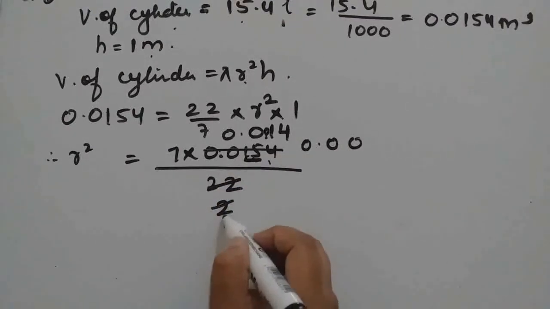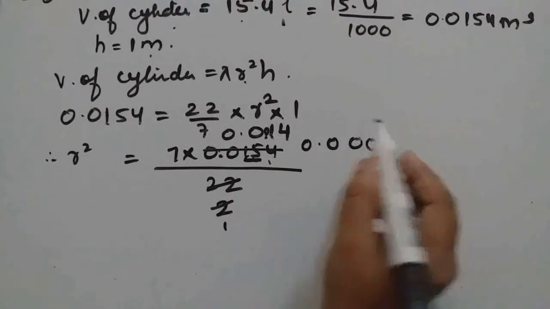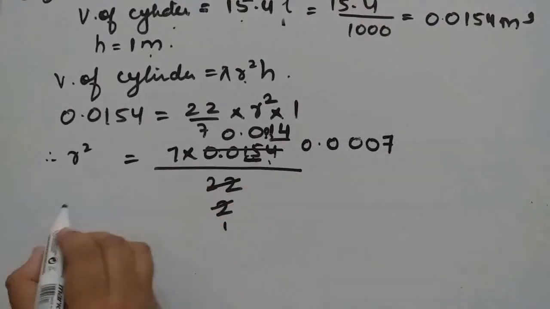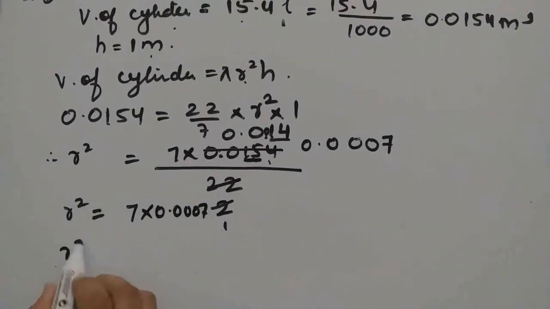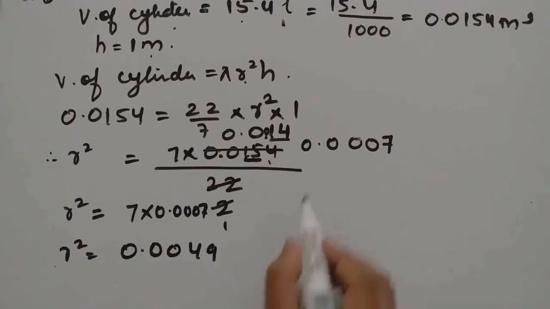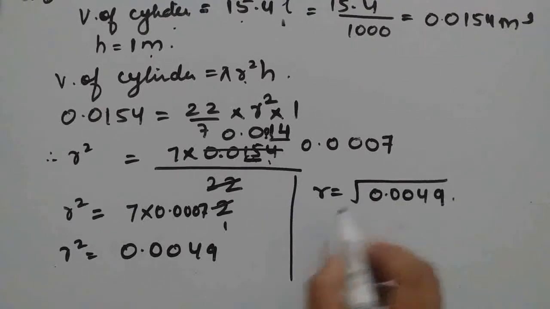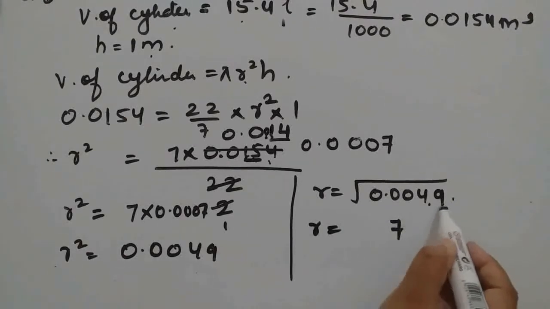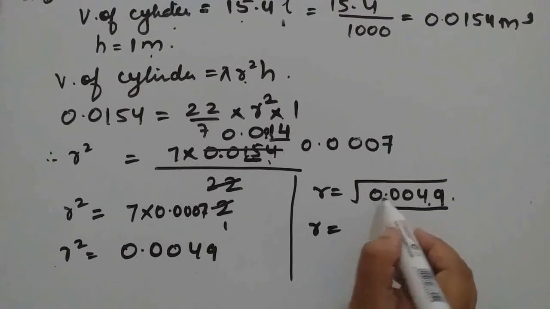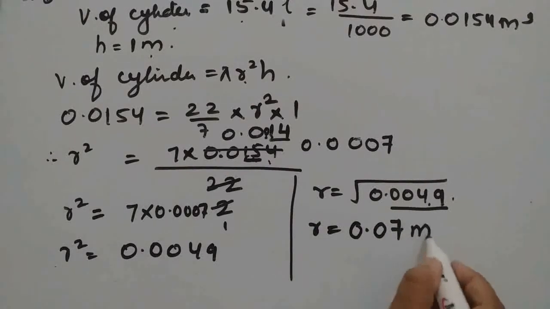Now after dividing with 2, again 0 will come, then 1 won't go with 2, so again put 0, then consider 14, so 2 sevens are 14. So 0.007 will be 0.0049. Okay, so r will be the square root of 0.0049. So we know the square root of 49 is what? 7, isn't it? Now here there are 4 digits after the decimal, so in the square root there will be 2 digits after the decimal. So 0.07 meter.